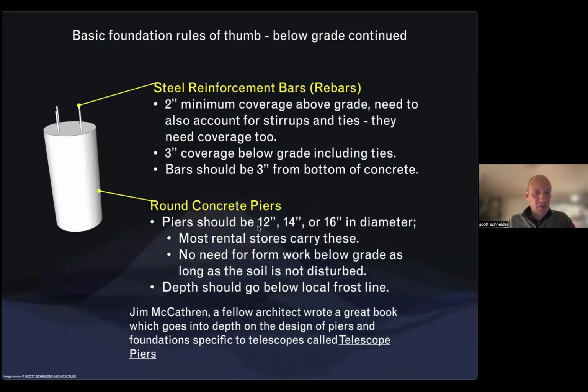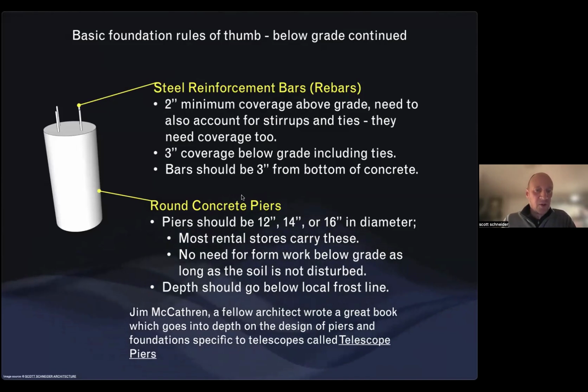Round piers should really be designed to be 12 or 14 or 16 inches in diameter, because that's the size of most auger bits that you can rent, or if you own one.